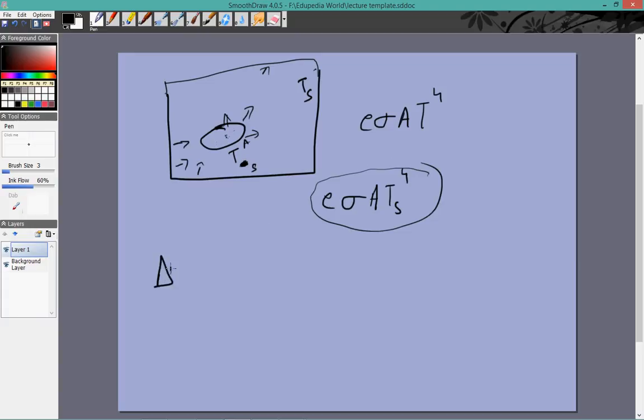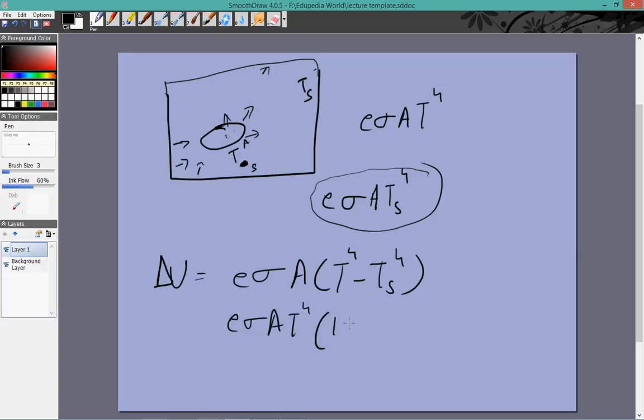So what is the change in energy of the object? It will be E sigma A, T to the power 4 minus Ts to the power 4. Right. This is the rate of change of energy. Now we can write it as E sigma A T to the power 4 times 1 minus Ts by T, whole to the power 4. Right. This is delta U.